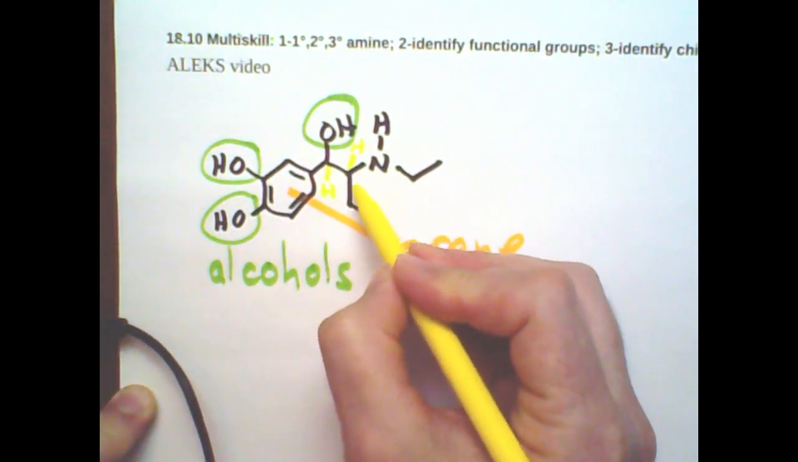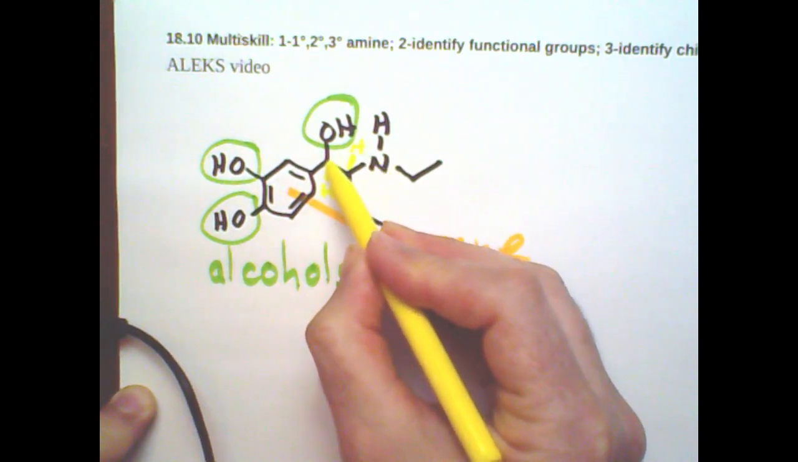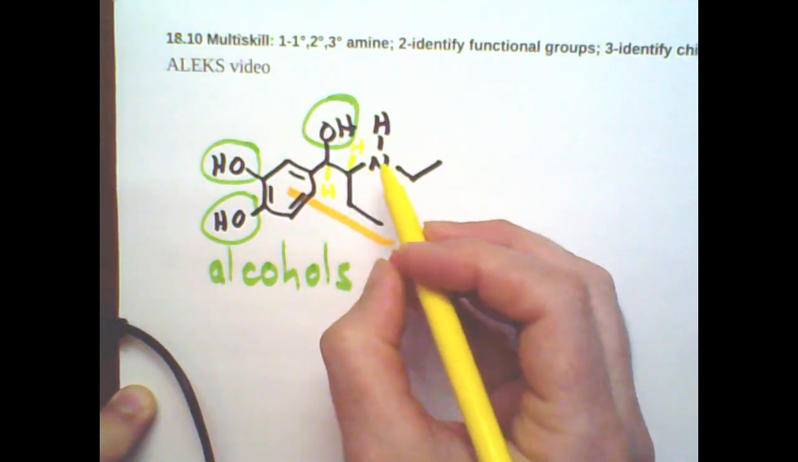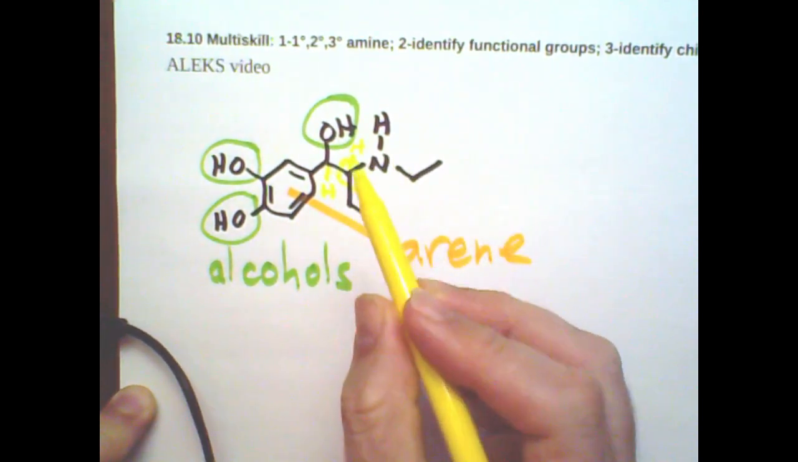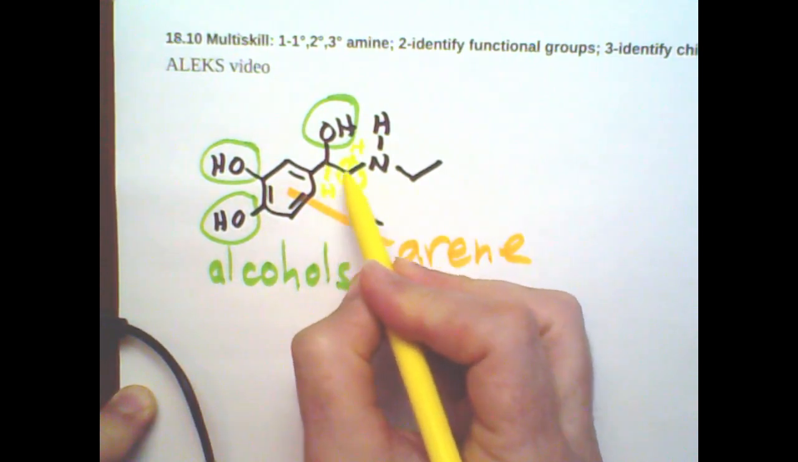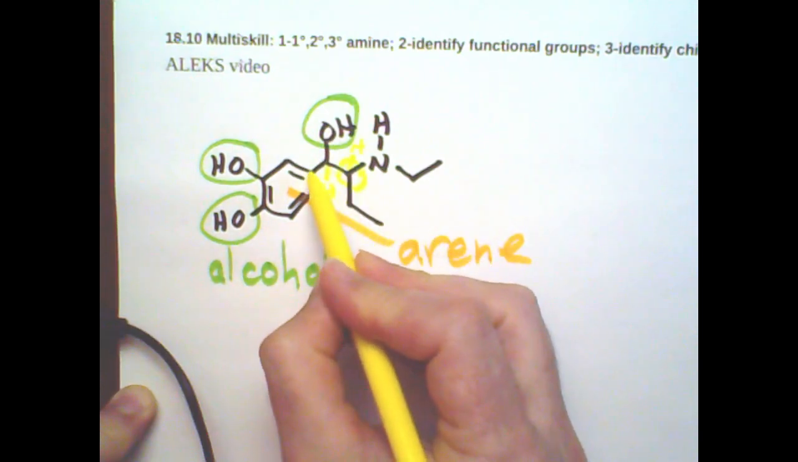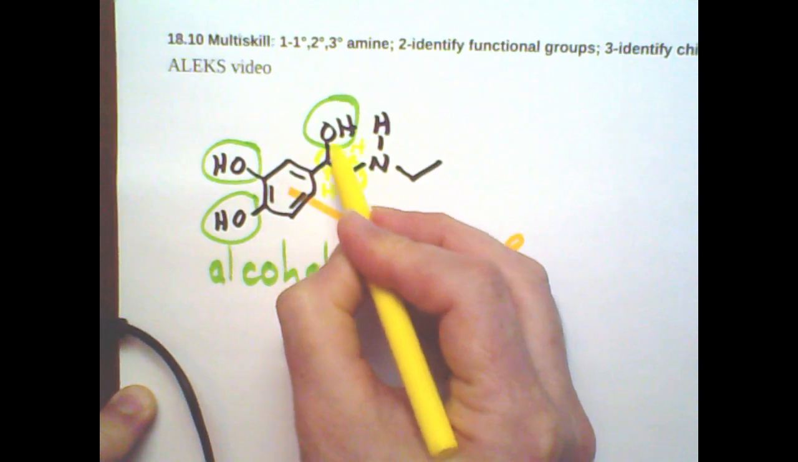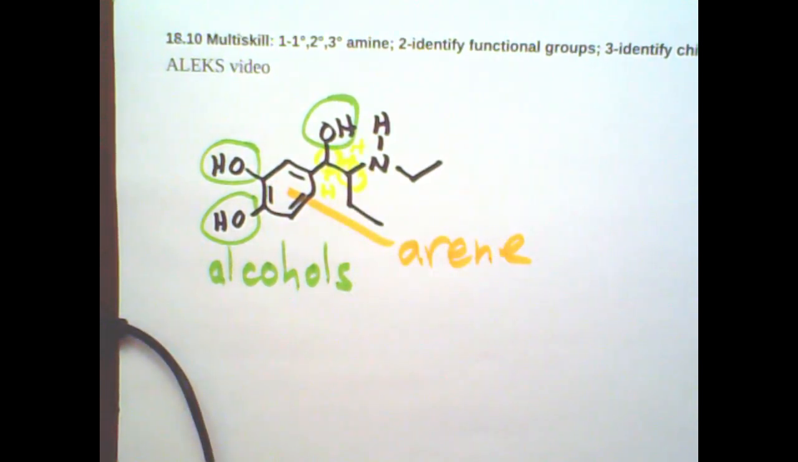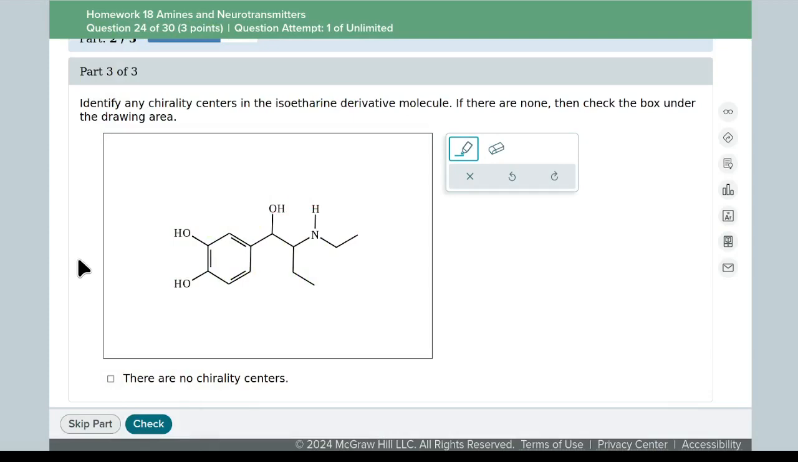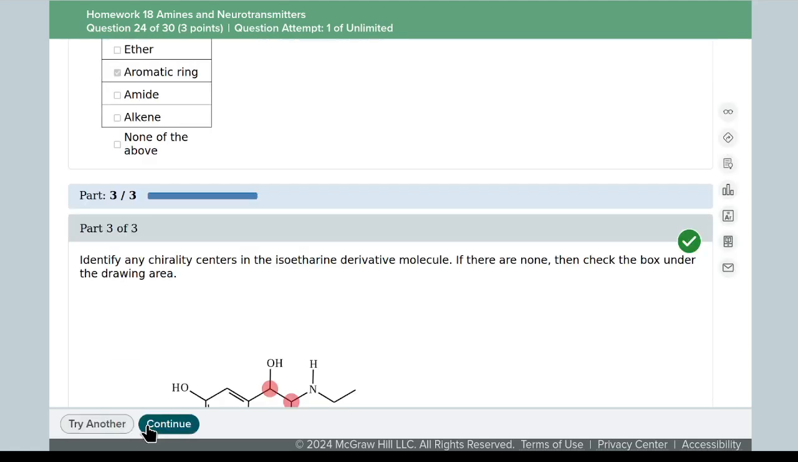So this carbon on the right has a carbon, a nitrogen, a hydrogen, and a different carbon attached to it. So there's 1 chiral center. The one on the left has a hydrogen, a carbon, and an oxygen. The 2 carbons are different, so it's 4 different things. And we've got 2 chiral centers that we can mark. And we'll check that third part. We're all done.